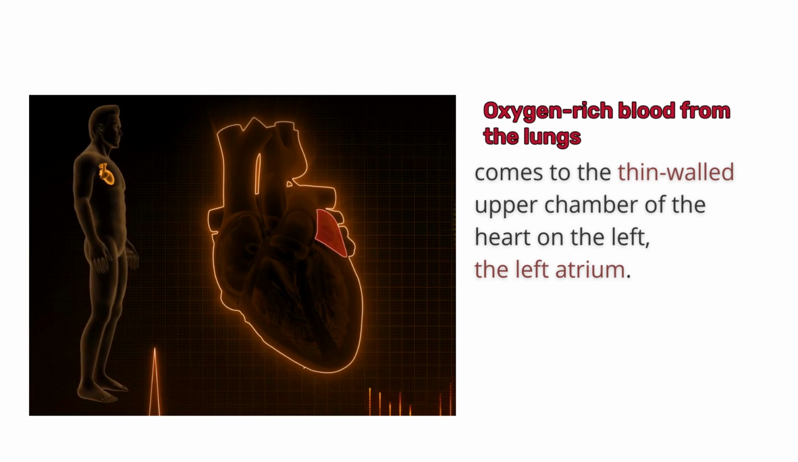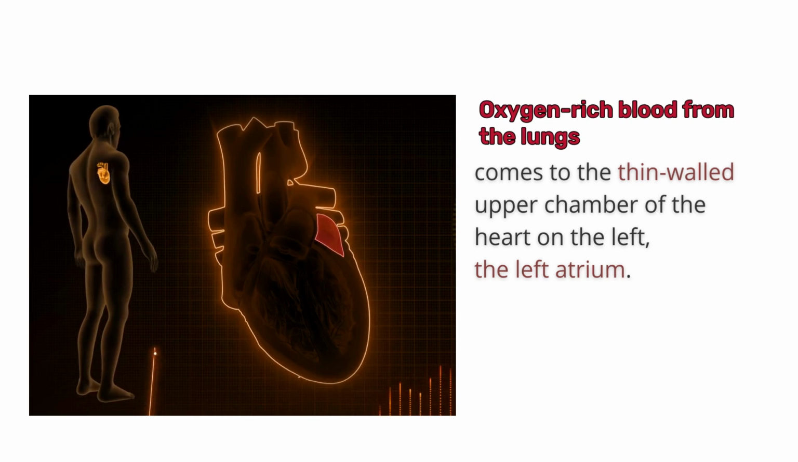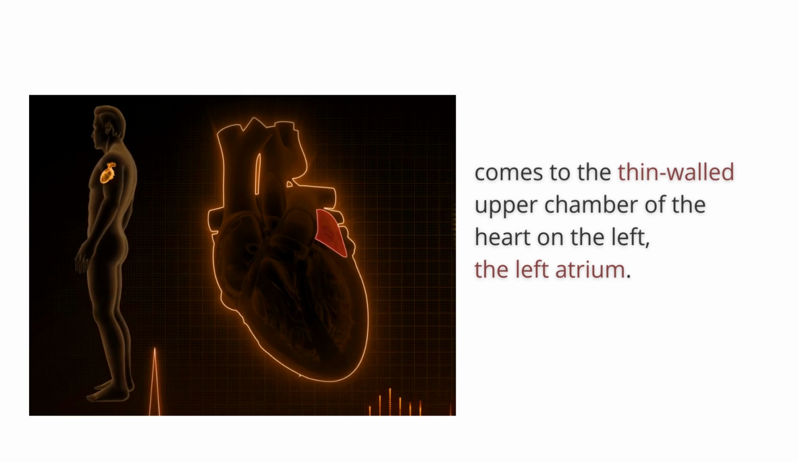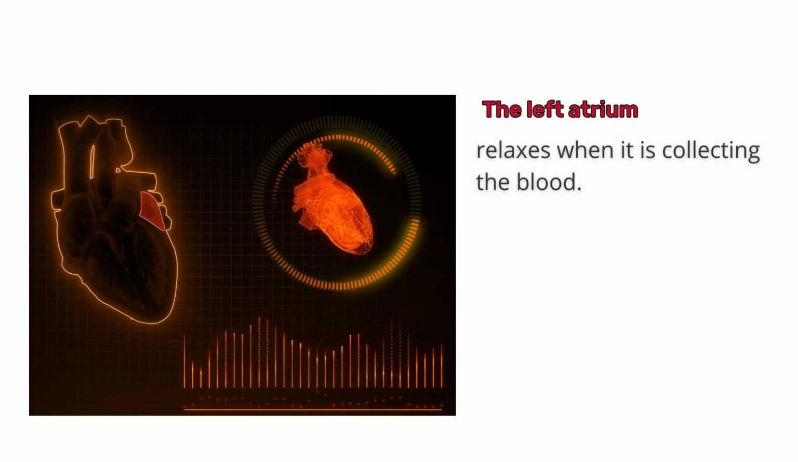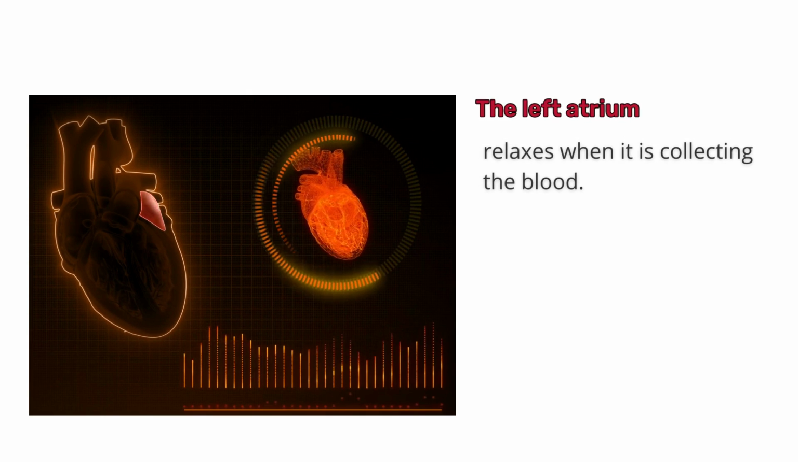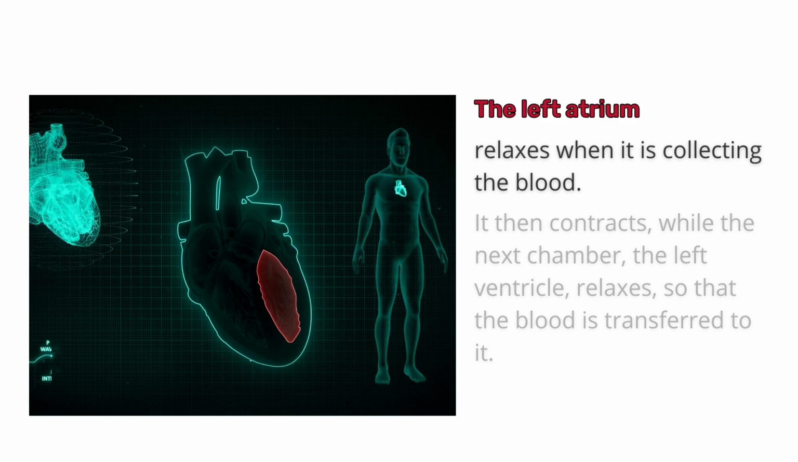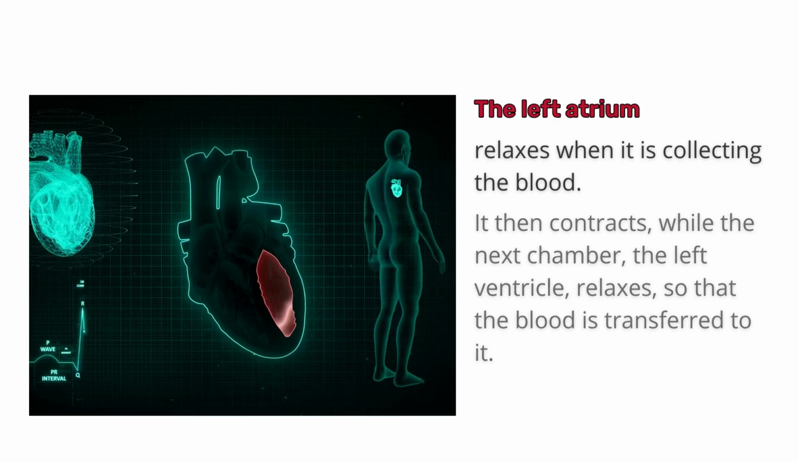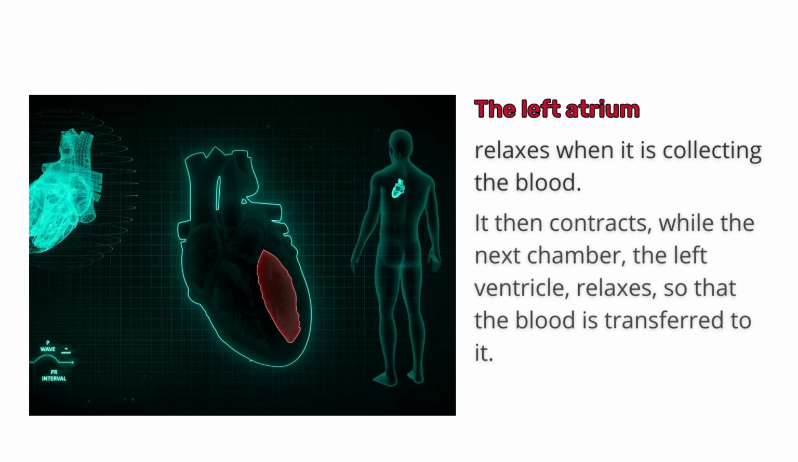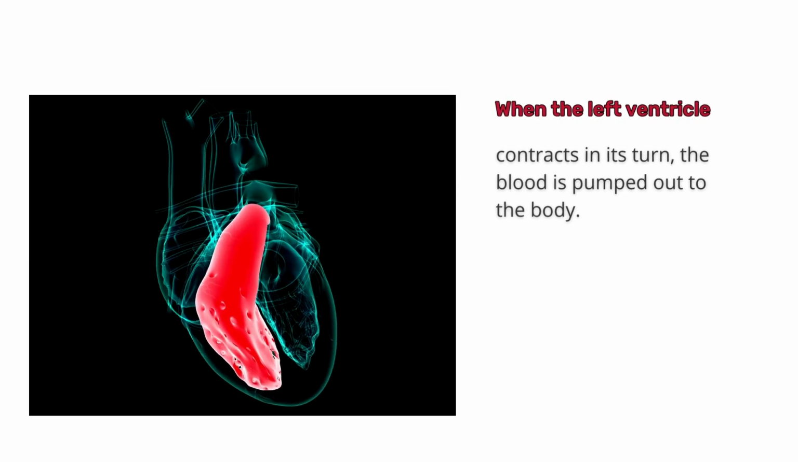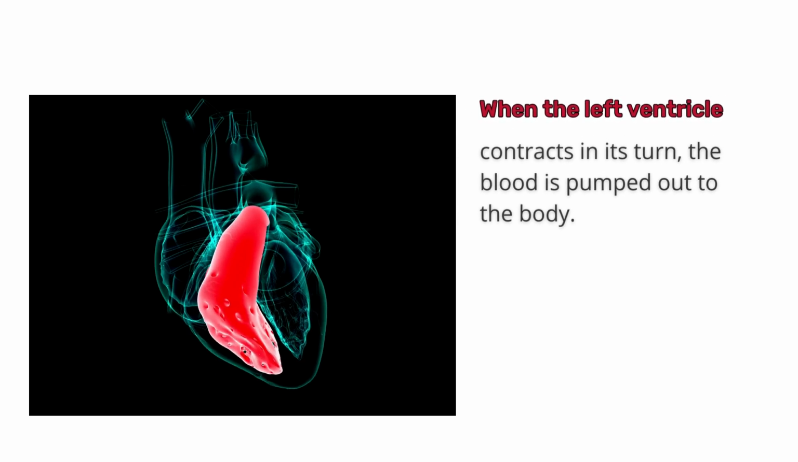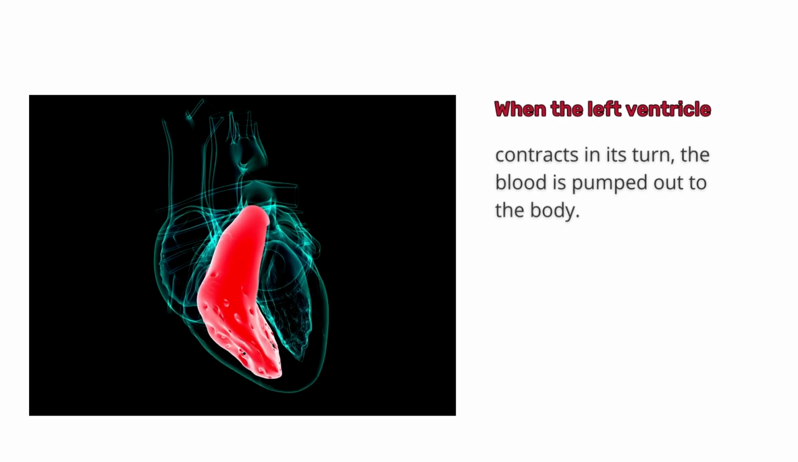Oxygen rich blood from the lungs comes to the thin walled upper chamber of the heart on the left, which is the left atrium. The left atrium relaxes when it is collecting this blood. It then contracts while the next chamber, the left ventricle, relaxes so that the blood is transferred to it. When the muscular left ventricle contracts in its turn, the blood is pumped out to the body.